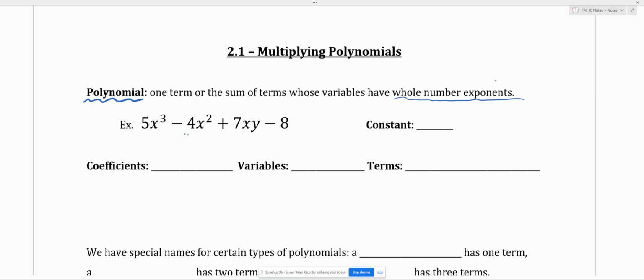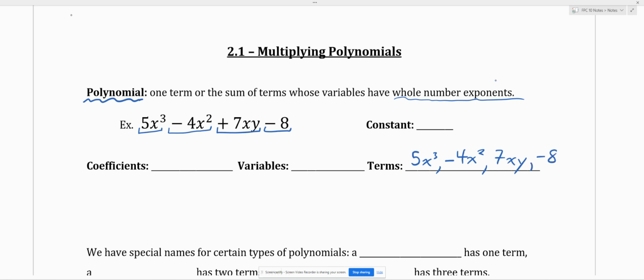Okay, so let's talk about terms first. I did mention it already. We have 4 terms here. So I have one term here, a second term here, and notice I'm including the sign, and 4 terms. So our terms here, the first one is a 5x cubed. The next term is a negative 4x squared. The third term is a positive 7x times y. And our last term is just negative 8 all by itself.